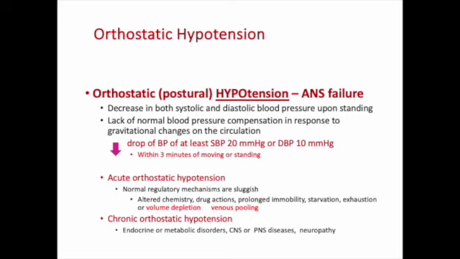When we talk about multiple system atrophy, we're talking about a severe form of chronic autonomic failure where multiple central nervous system degeneration changes will occur, and Parkinson's disease is part of this process.